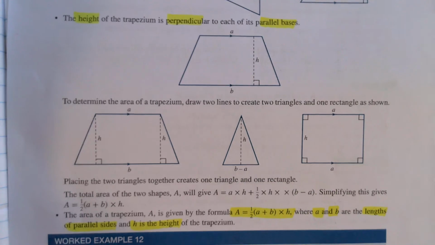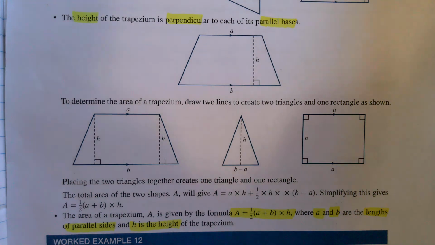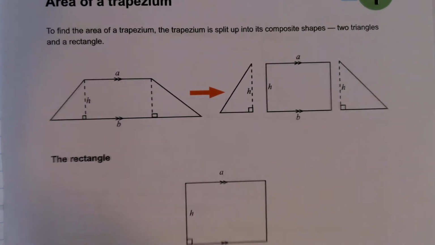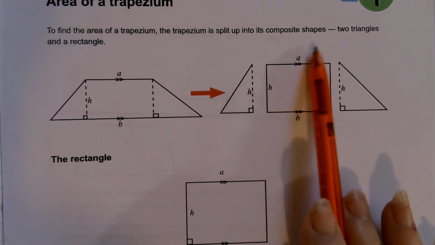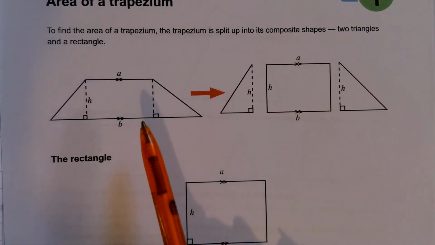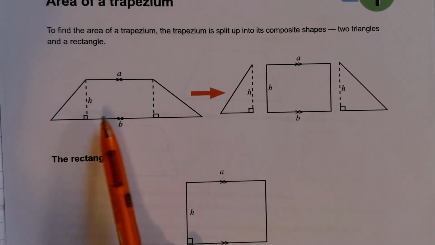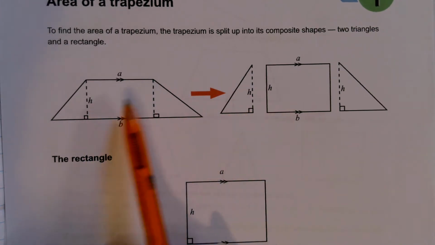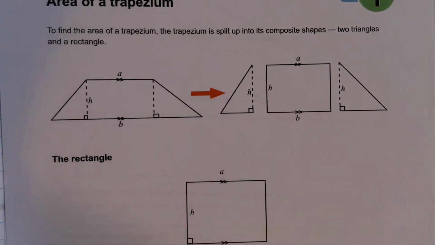Now, to determine that area, I have a better one here. So to find the area of a trapezium, we split it into composite shapes. We make two triangles and a rectangle. So we cut off the pieces that are not a rectangle. So we're left with that rectangle. We have cut off this triangle and this triangle. You notice they're both right-angled triangles.